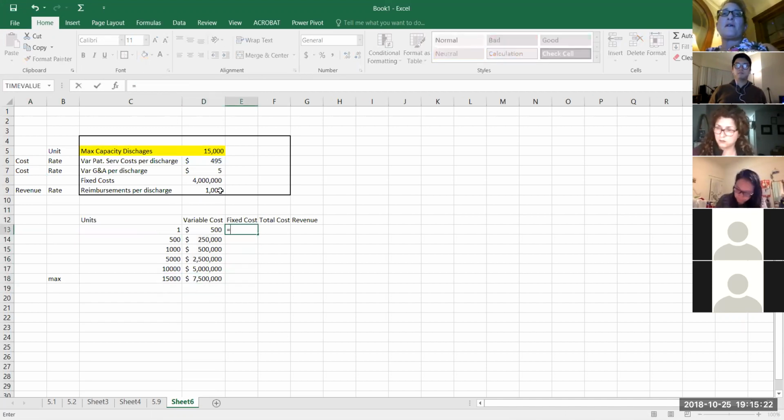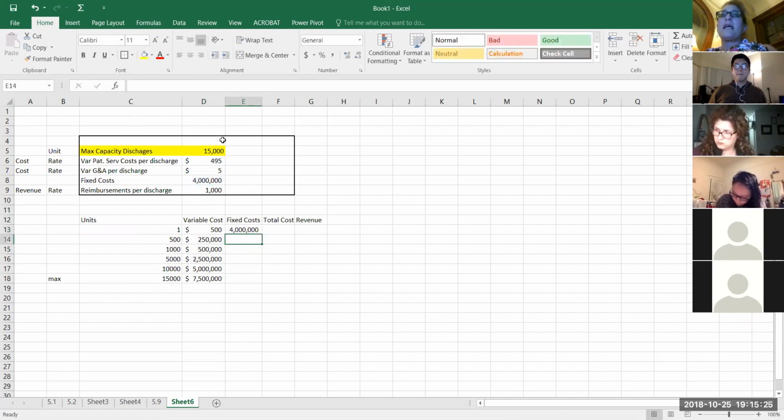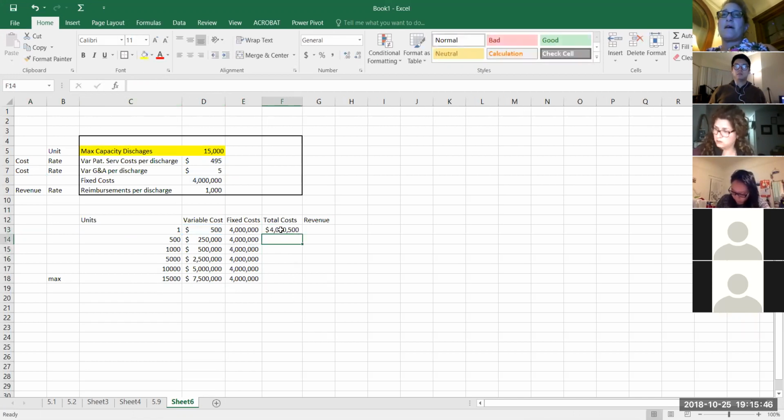So then I'm going to load in my fixed cost. We know that the fixed cost is $4 million. It doesn't matter how many units we have, it's still 4 million. So that value stays the same, and I'm going to lock that cell as well, and carry that down also. And then I'm going to add up my total costs. So I'm going to add up my variable costs, which are based on units, and add that to my fixed cost. That I'm also going to pull down.